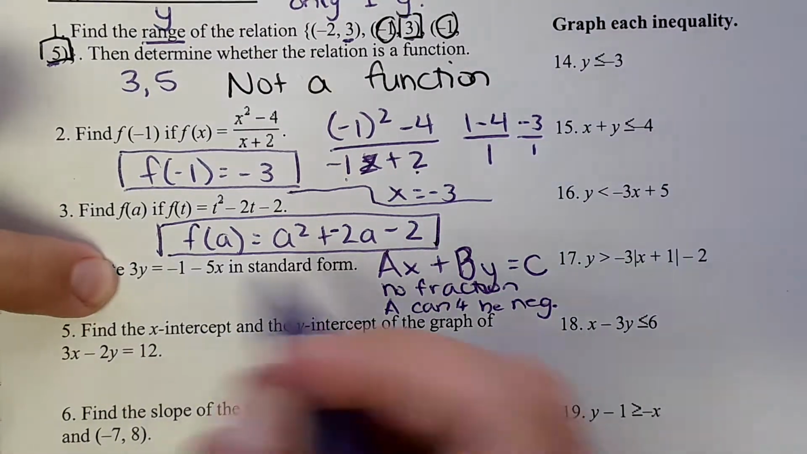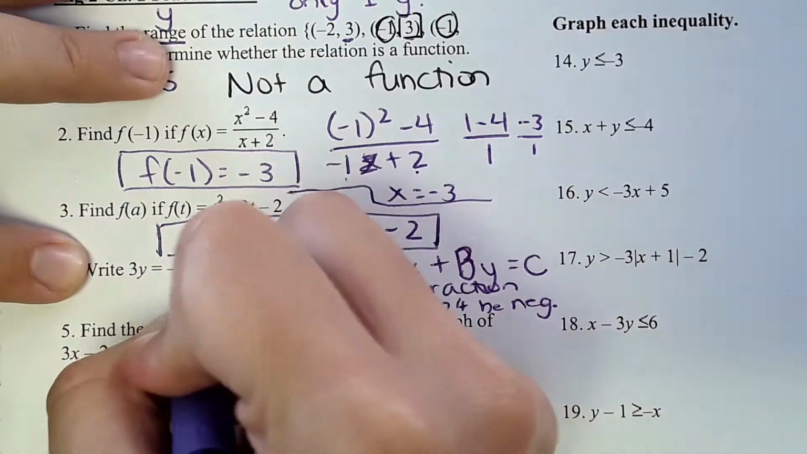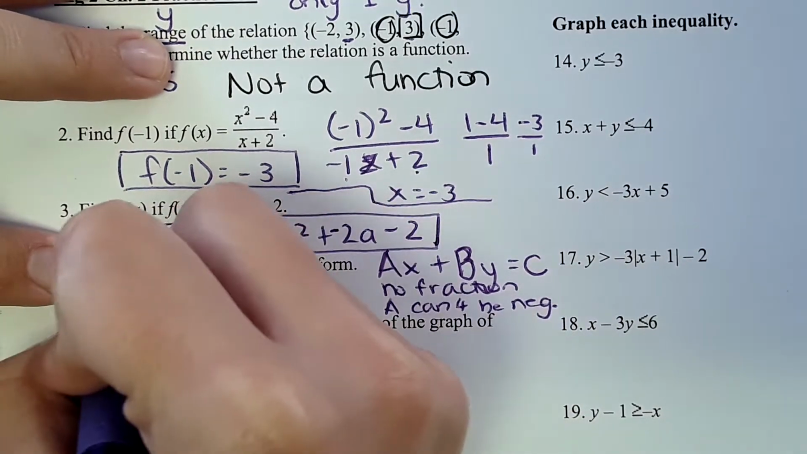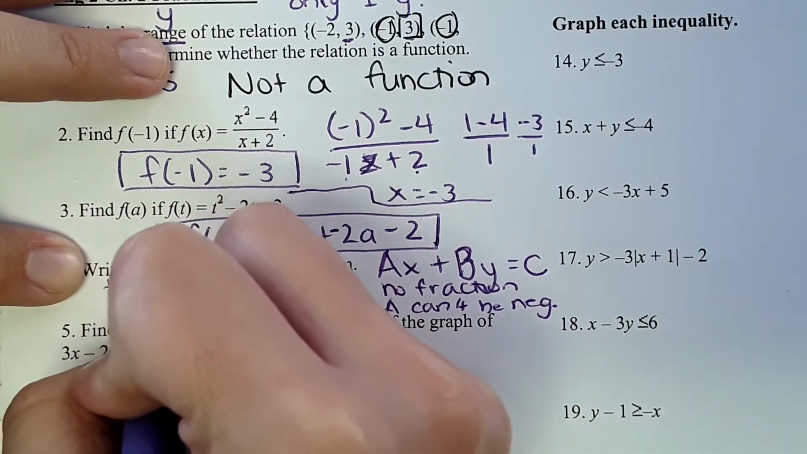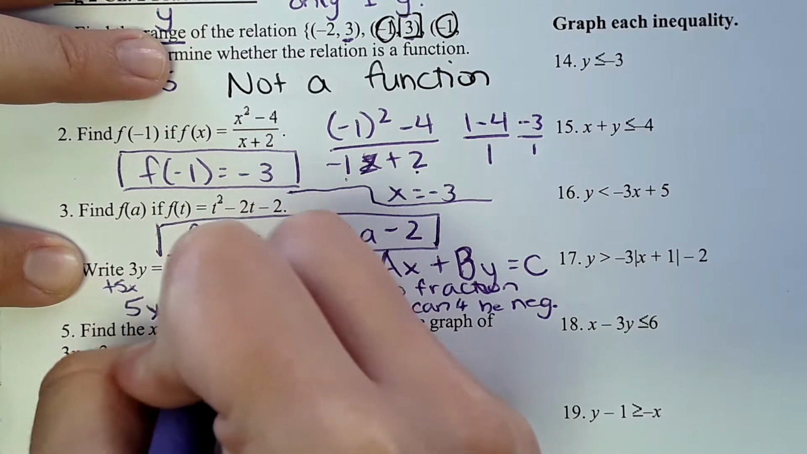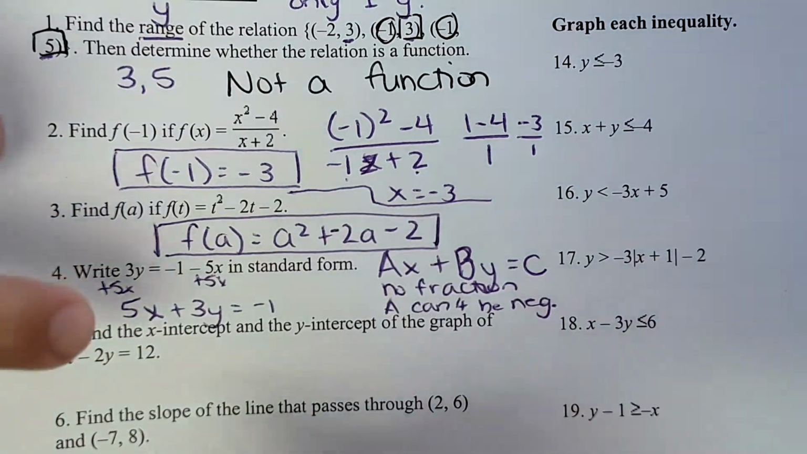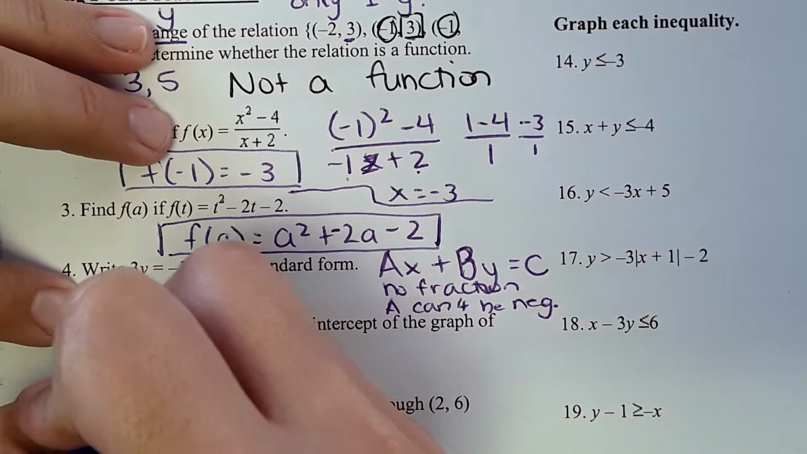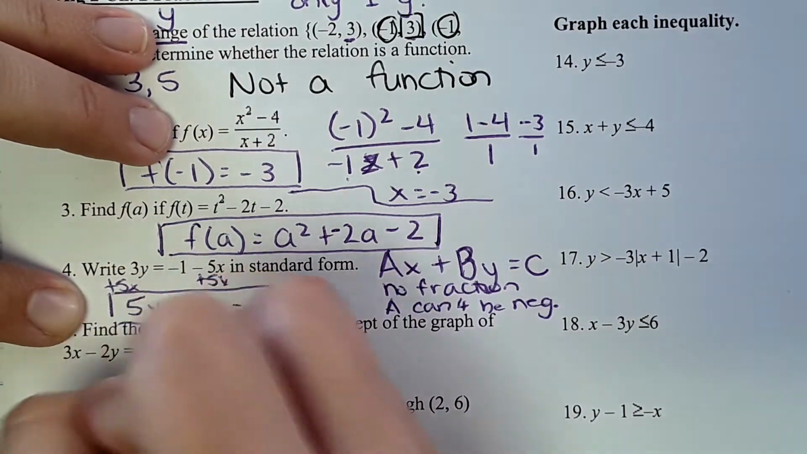So to put this into standard form, I need to get the x on the other side. So I'm going to add 5x to both sides, and we get 5x plus 3y equals -1. And I don't have any fractions, and a is not negative, so I'm done.